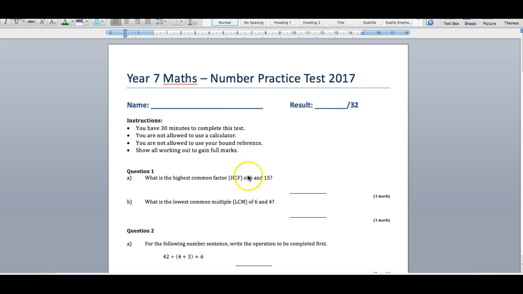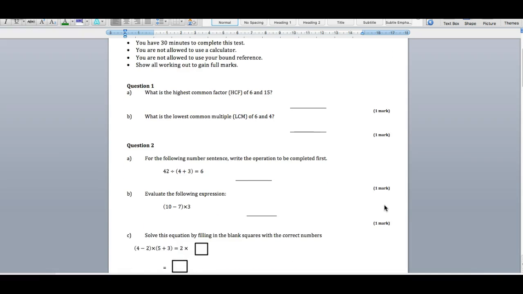So you can see here we've got mark allocation, 1 mark. Some questions are worth 2 marks. It's always worth showing your working out, because even if you got your answer wrong, if there's working there that is actually correct, you will receive partial marks. Okay, so that's what that means.